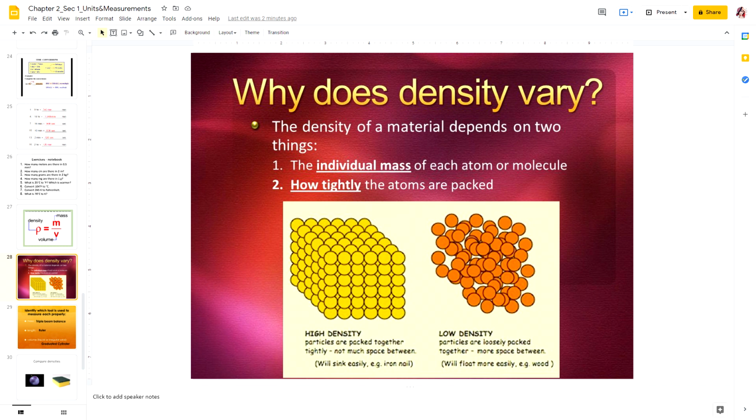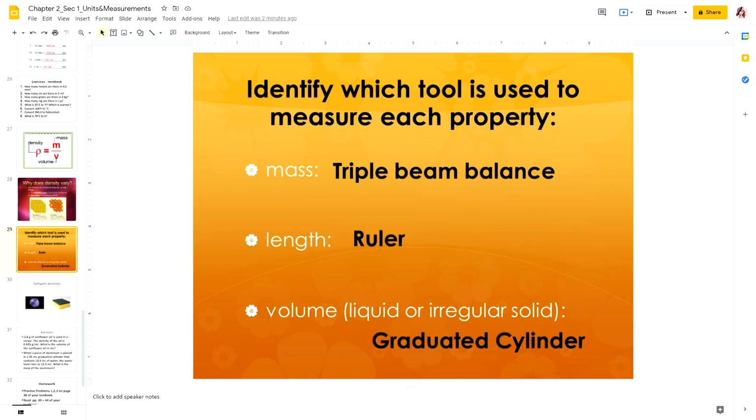How do you identify the tool for the property that you are measuring? For example, for mass, you can use the triple beam balance. For length, you can use a ruler or tape measure. And for volume, you can use a graduated cylinder. And there are some other lab apparatus that you can have in the laboratory.